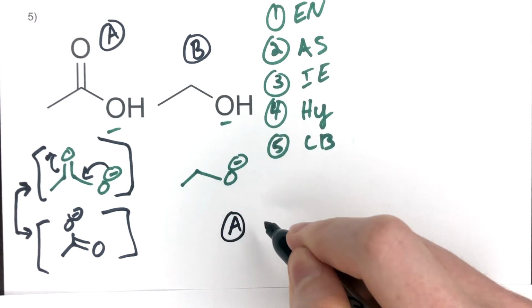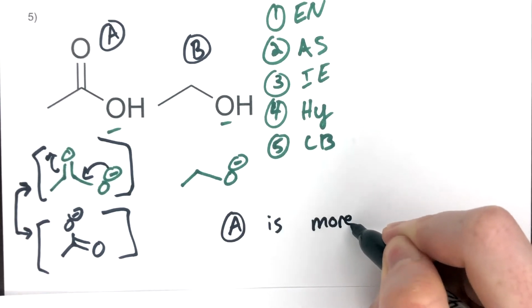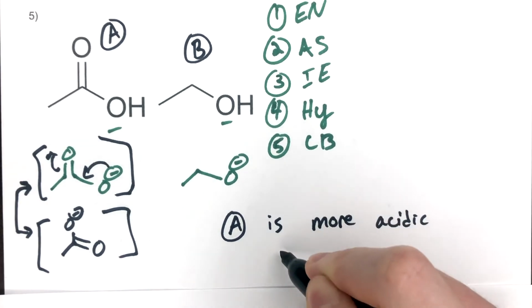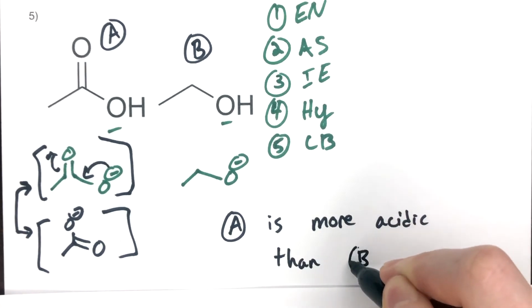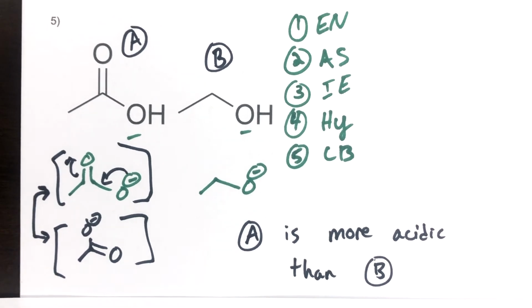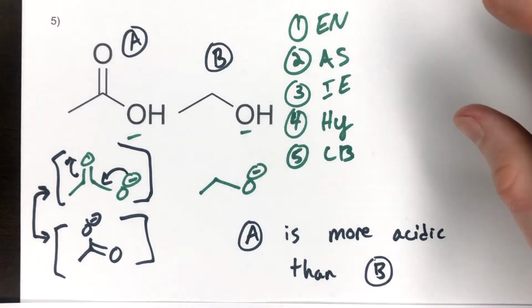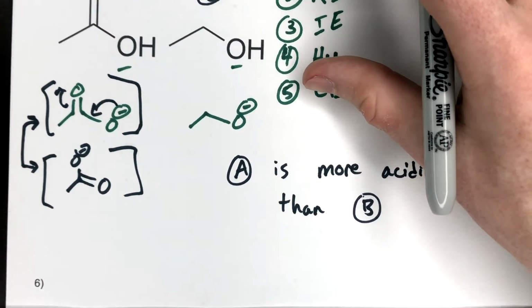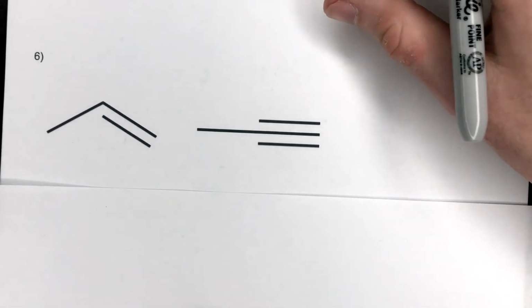So A is more acidic than B. And again, you can say that A has a lower pKa than B. That's also fine. And if you're curious here, the acetic acid has a pKa of about 5, and again, the alcohol is 15 to 16. So now we're talking about an order of 10 to the 10 difference, which is a dramatic difference in acidity. So all of these factors have a very large implication on real reactions. Okay, moving to the next one.